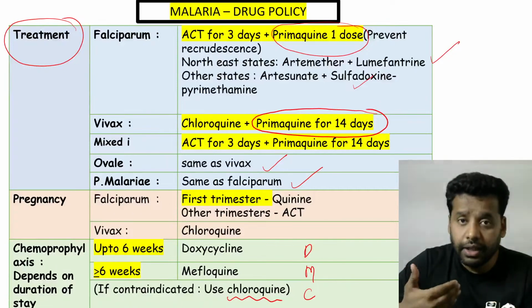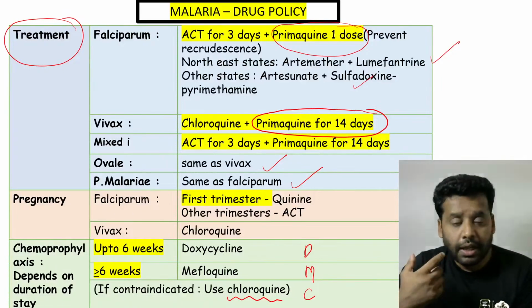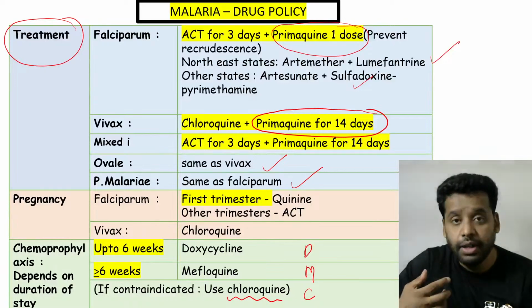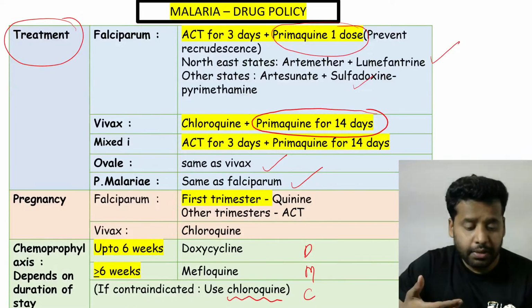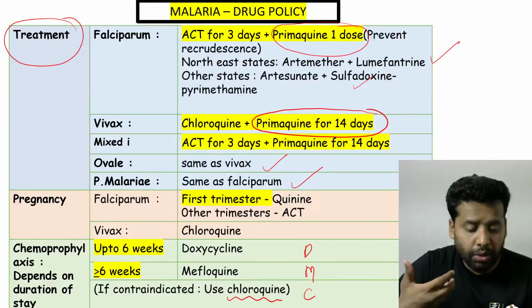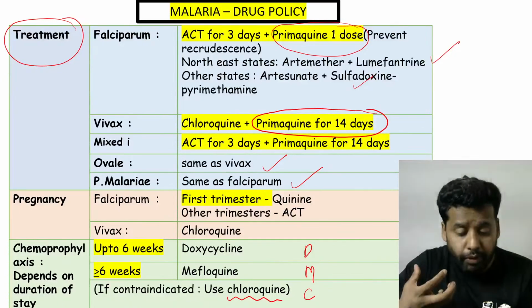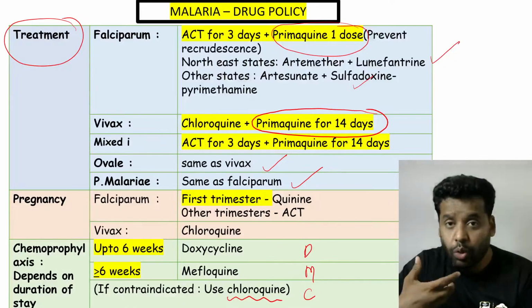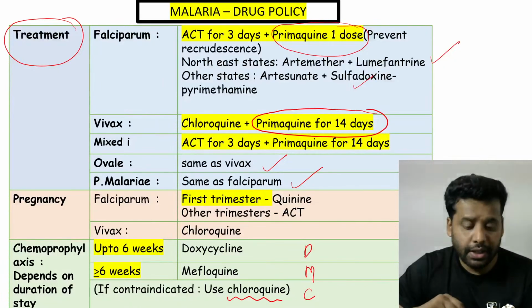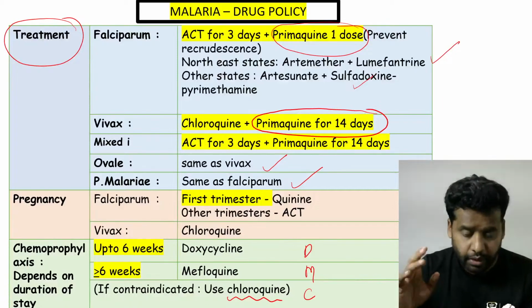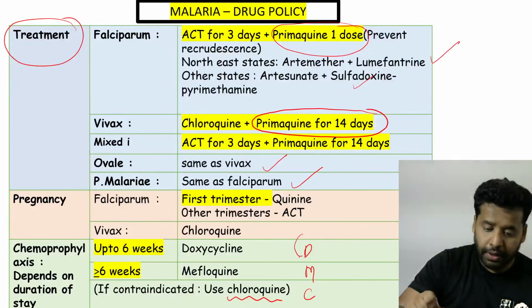Mefloquine contraindications, important: cardiac conditions, convulsions. If I frame a question like this, convulsions, a businessman going and staying for around 2 months in an endemic area, mefloquine cannot be used. What is the replacement drug for chemoprophylaxis? Answer is chloroquine. So tell me 3 drugs. Repeat with me.